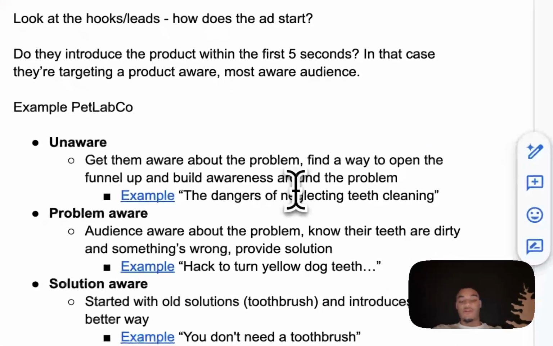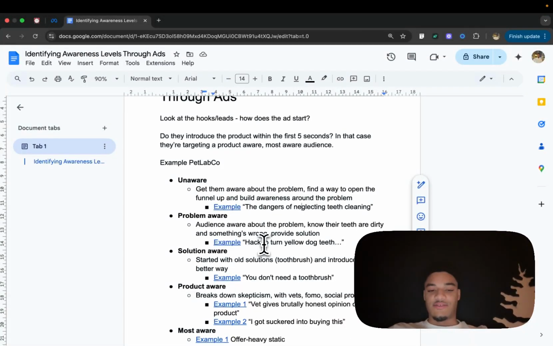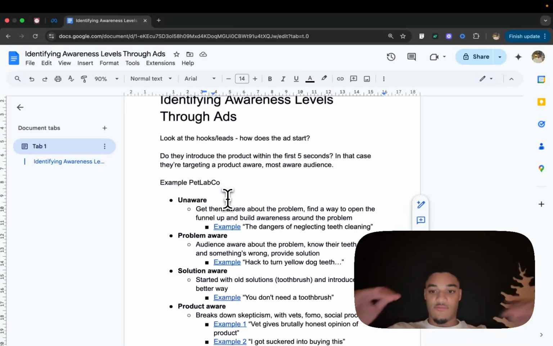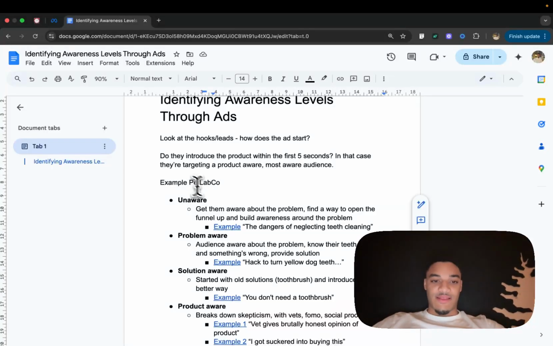I'm going to give you real life examples, so I'm not going to just tell you, okay, problem aware audiences are audiences that are aware of the problem, that are aware of the solution. So this is like the theory that everybody talks about in terms of awareness levels. I'm going to give you real life examples from brands crushing it with, really like targeting the entire awareness scale with their creatives. So I'm gonna use PetLabCo for this example.